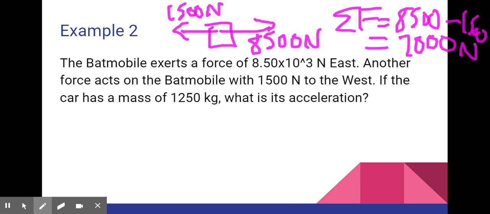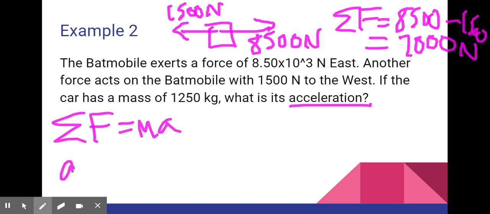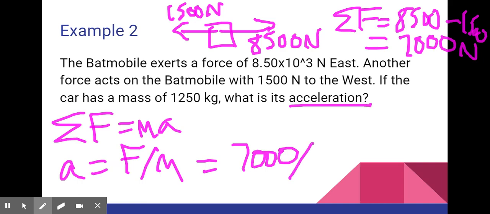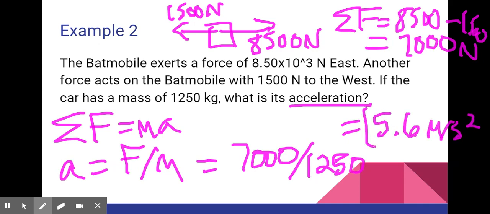I'm looking for acceleration though. What is its acceleration? So remember, F equals ma. Solving for acceleration, we have F divided by m. In this case, it's 7,000 divided by 1250, and that is going to be equal to 5.6 meters per second squared. So the Batmobile should be accelerating at 5.6 meters per second squared.